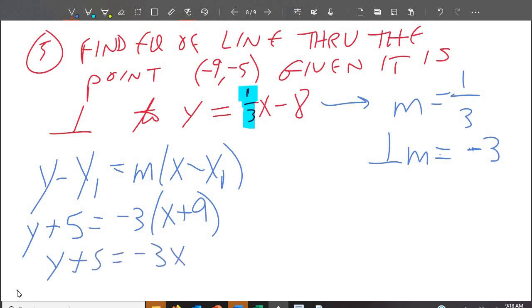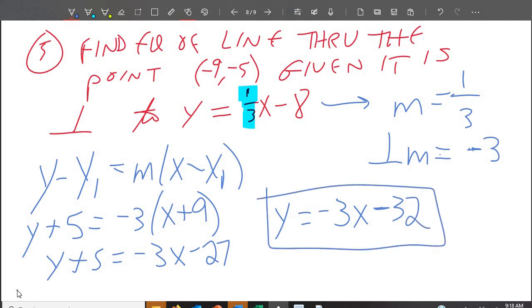Do the distributive property. Now we're going to move the 5 over by subtracting it from both sides. I'm not showing that, but I'm saying it, so if you need to listen to this again, we're subtracting 5 from both sides, and we'll get -32. So these two lines are perpendicular. Their slopes are negative reciprocals of each other.